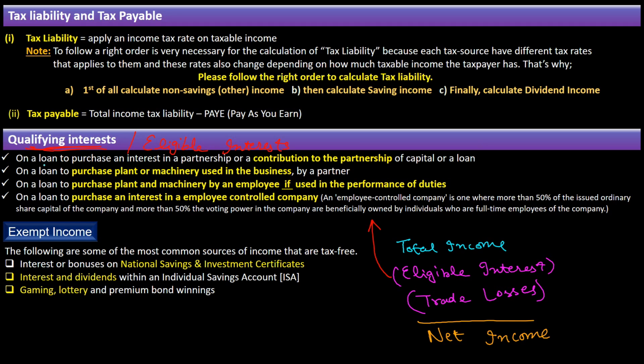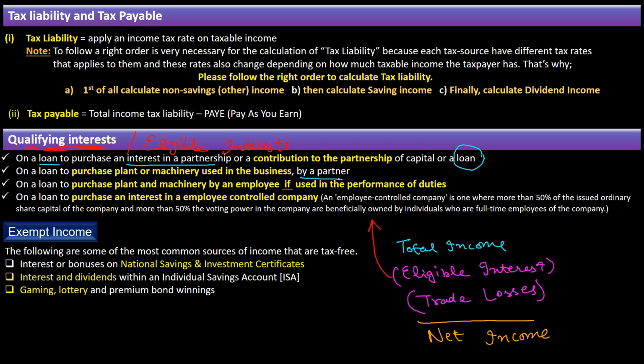Now here we will discuss which interests are categorized as qualifying interest or eligible interest. First of all, if someone is taking a loan in order to purchase an interest in a partnership, or a person wants to contribute capital to a partnership and for that purpose is taking a loan, then interest on such loans will be categorized as qualifying or eligible interest.